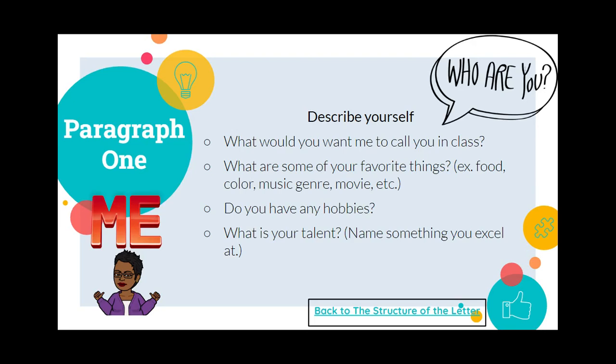Paragraph 1 is going to be about yourself. And I've given you some lead-in questions to kind of get you started. First things first, tell me about yourself. What would you like to share with me that would stand out about yourself, who you are?